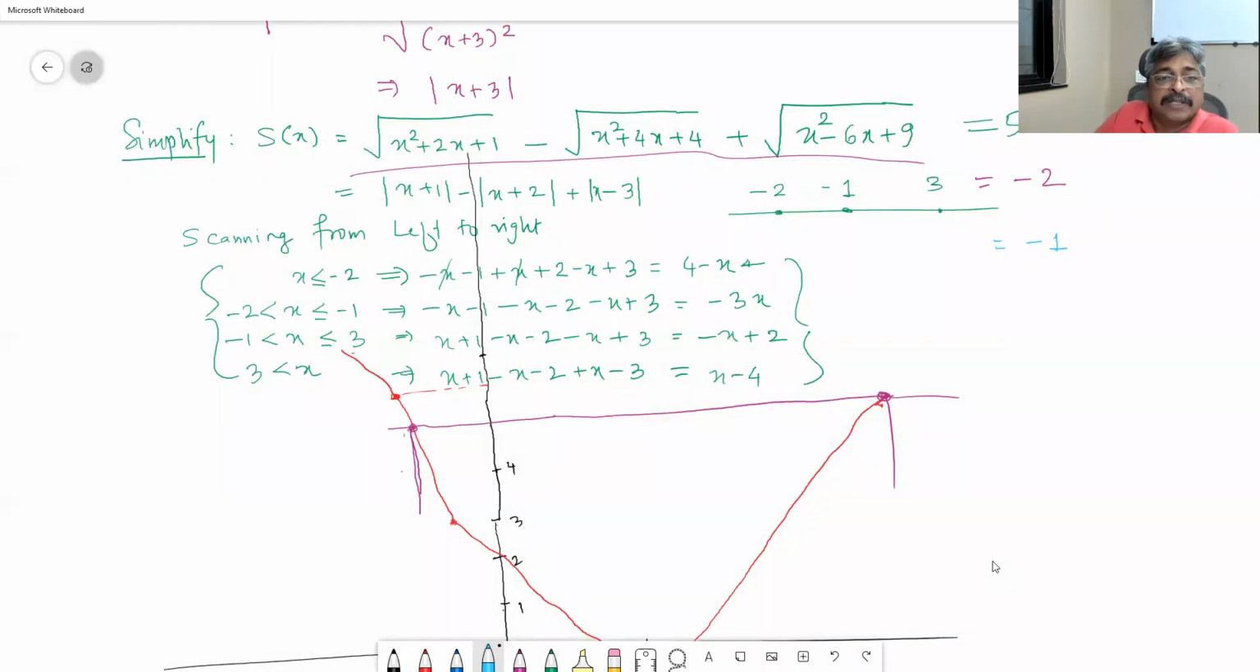Let us cross check. If x is 3, how much is this? This is 4. Now x is equal to 3. This is 5. And if x is equal to 3, this is 0. So 4 minus 5 plus 0 is minus 1. You get it.